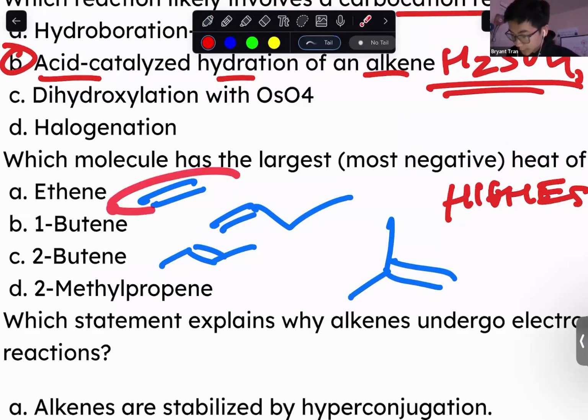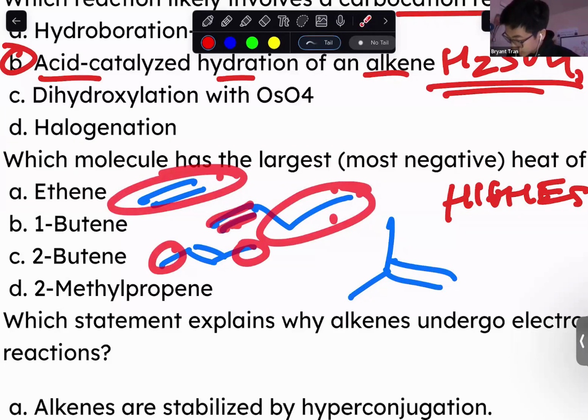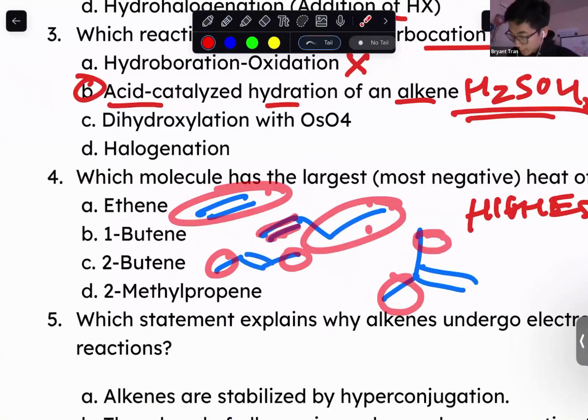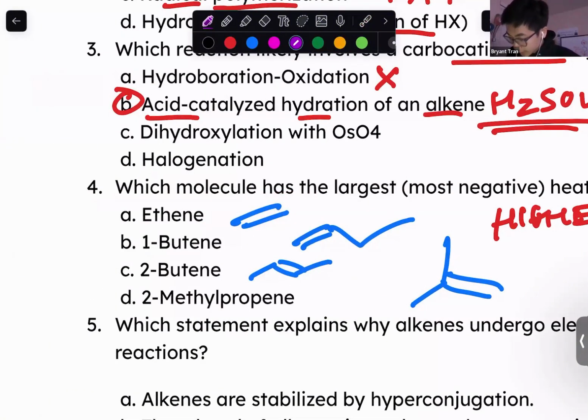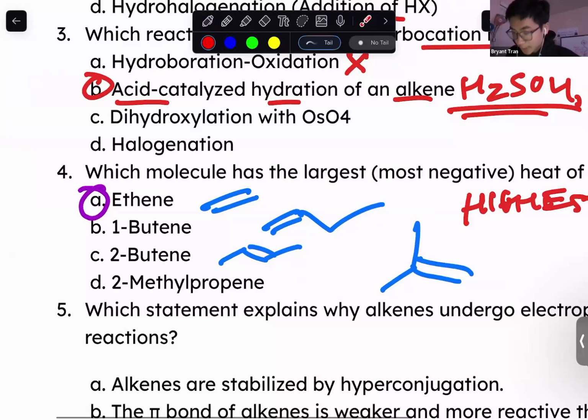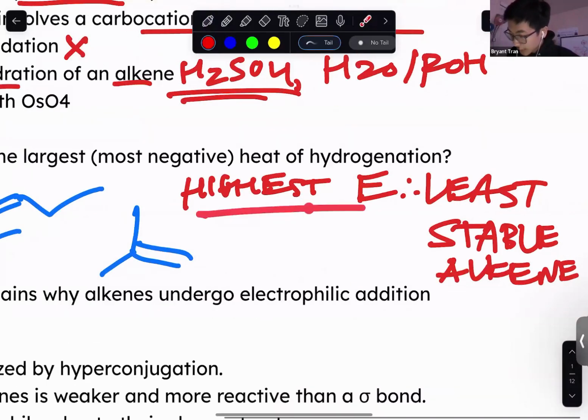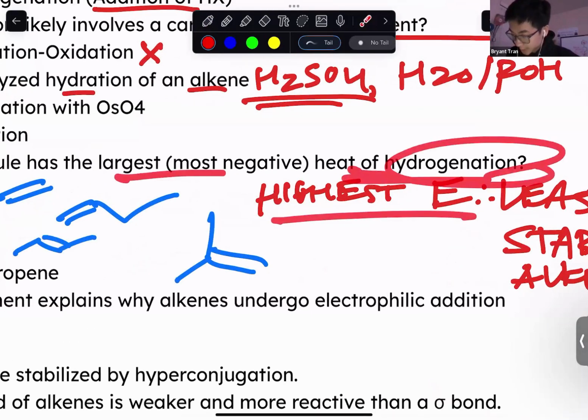The first alkene is unsubstituted. There's no alkyl substituent. This alkene here is mono substituted. There's one substituent there. This is di-substituted, and this is also di-substituted. The least stable one is the ethene one because it has no substituents. And because it's the least stable one, it has the highest energy, largest heat of hydrogenation.